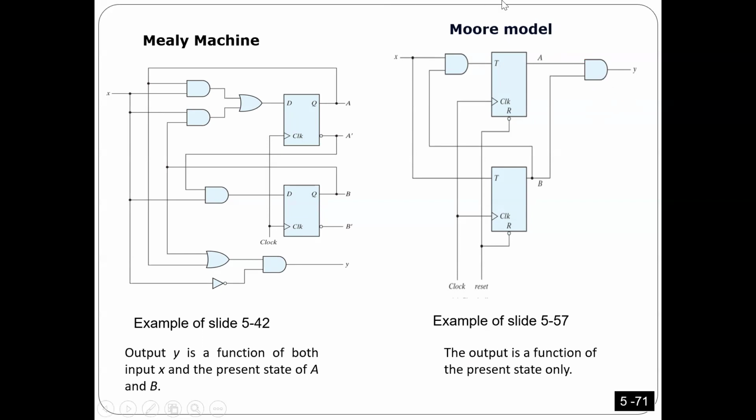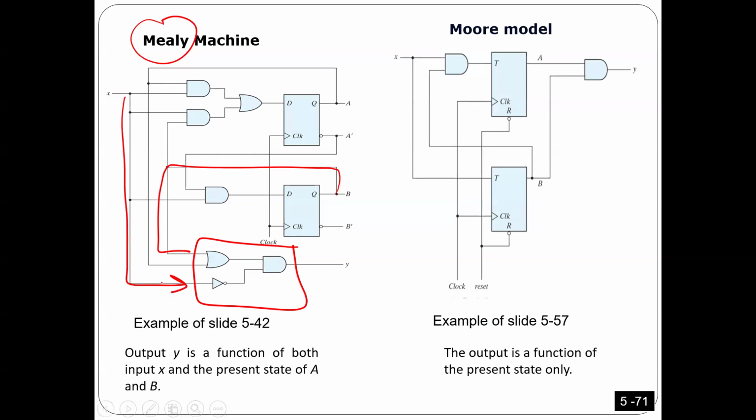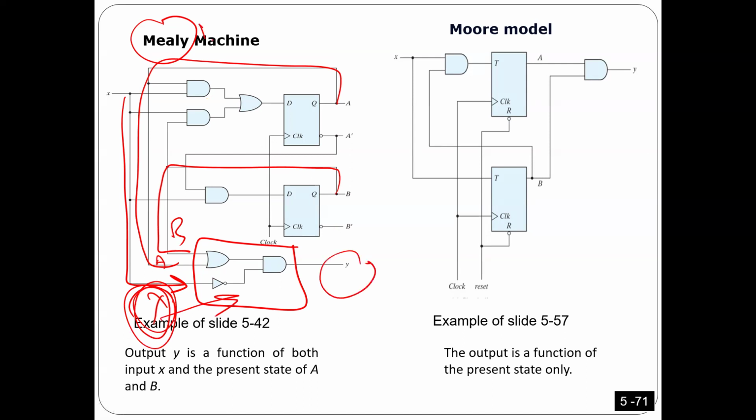But in this circuit here, the circuit is actually Mealy, because if you look at the combinational circuit that I'm using to generate the output, B is connected to this circuit, so the states are connected. Also, X is connected here. We have also this one, which is coming from A. We have B, we have A, and we have X. As long as X, the input, is connected to the combinational circuit that generates the output, it's Mealy.